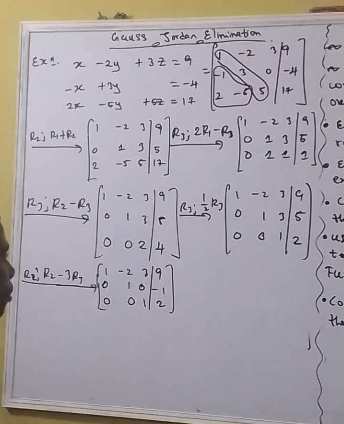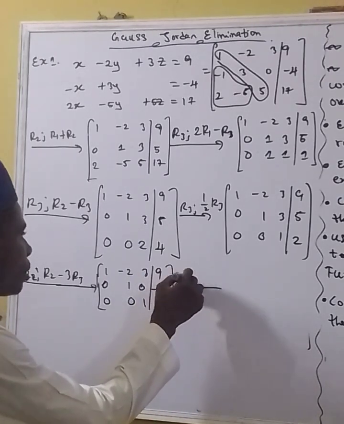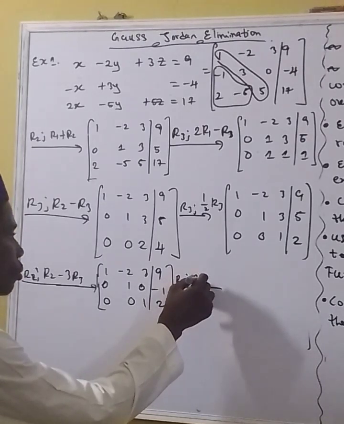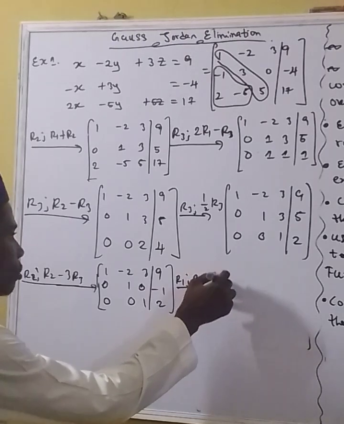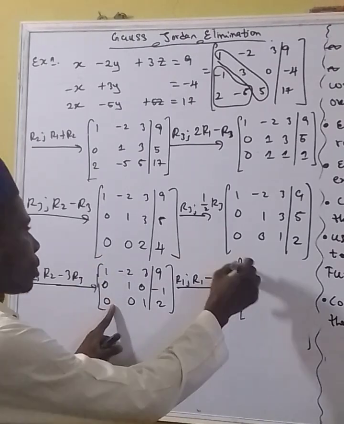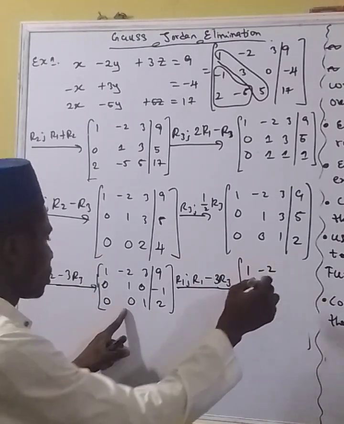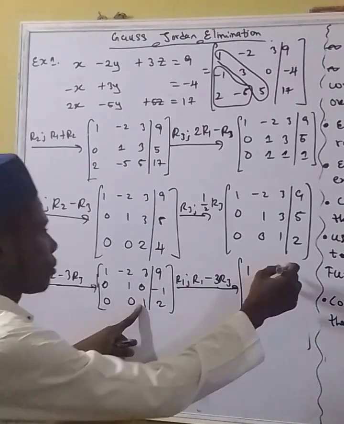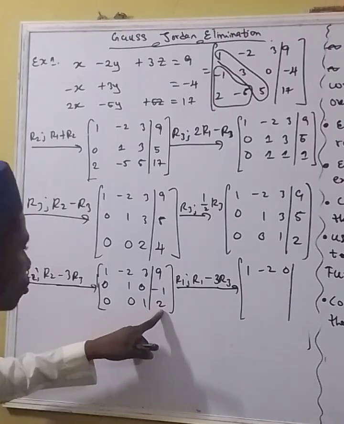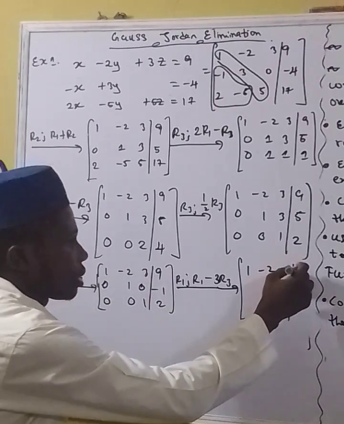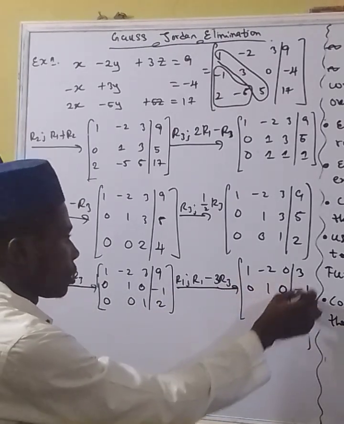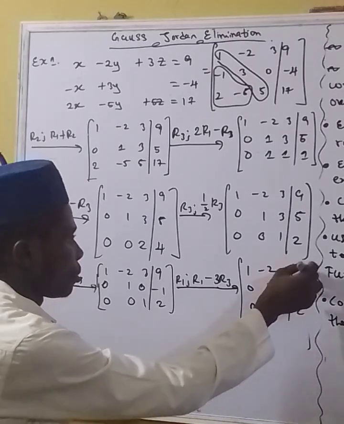This one too could become 0. Same method. Under row 1, we can say row 1 minus 3 times row 3. See, that same method. So from here now I have 1 minus 0, I have 1, negative 2 minus 0, I have still my negative 2. 3 minus 3 times 1, you have 0. Then 9 minus 3 times 2, you have 9 minus 6, that gives us 3. So nothing happens here. 0, 1, 0, then negative 1, 0, 0, 1, then 2.